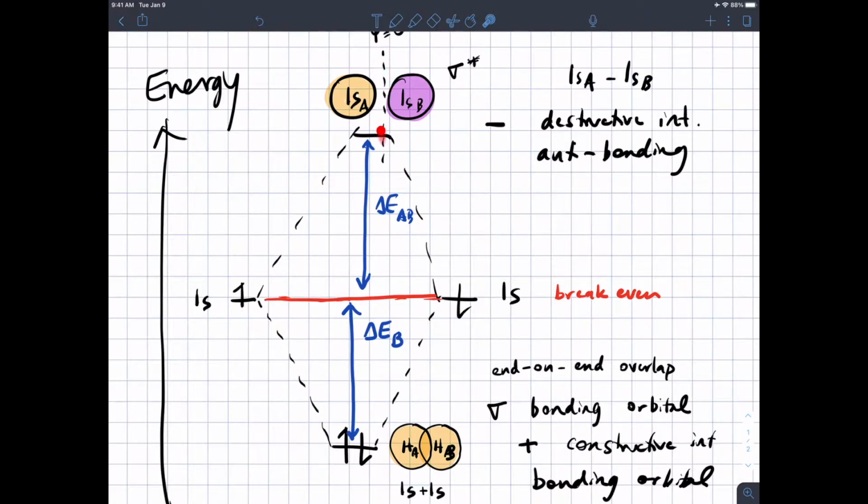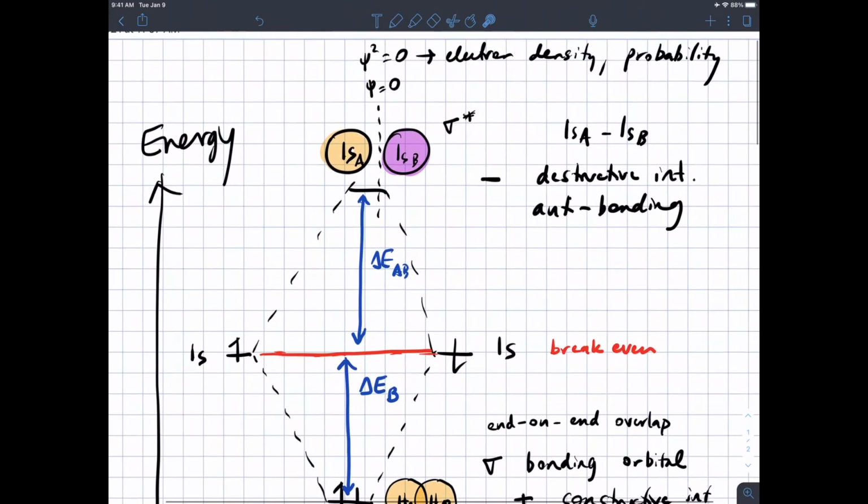And this dotted line here indicates a node where the wave function is 0. And importantly, the wave function squared, which gives you the probability of finding an electron at that location, is also 0. So that means if you were to put electrons in this orbital, you could observe the electrons on either side, but never along that node. Because there's no electron density in that orbital in between the two nuclei, we call that an antibonding orbital.